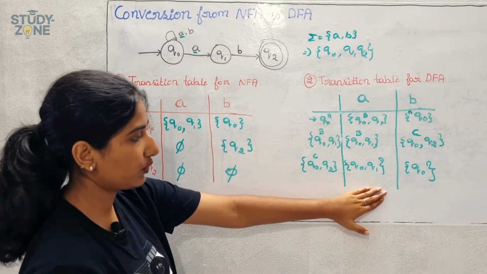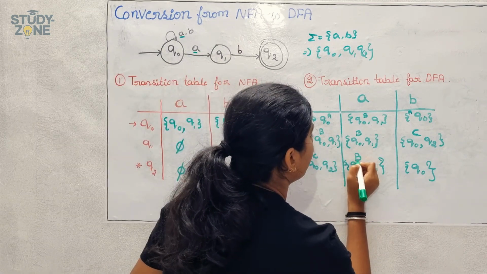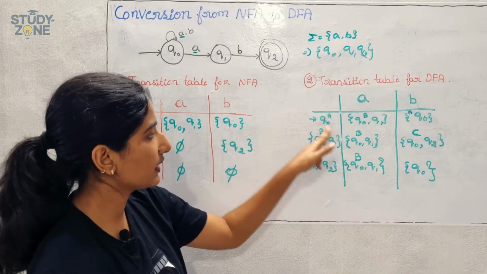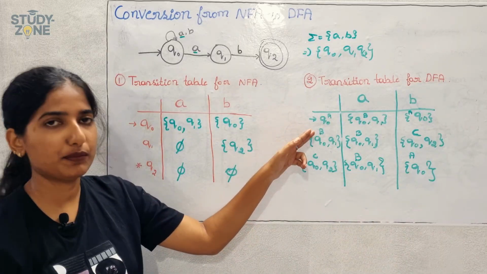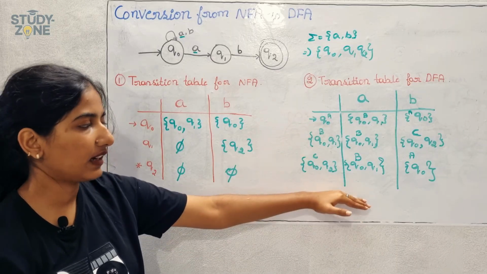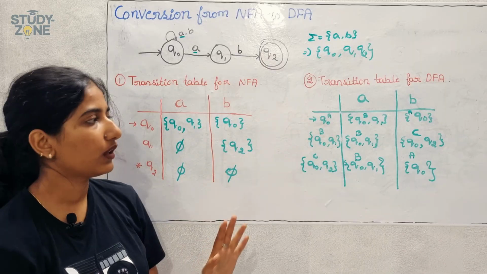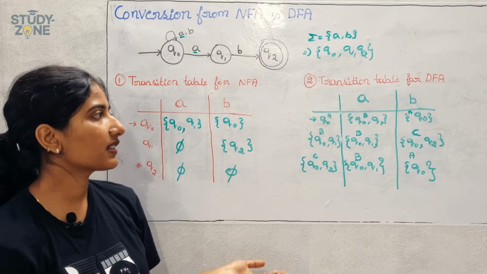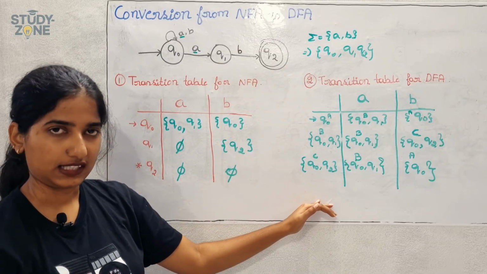Now name it. {Q0, Q1} is already named as B, right? And Q0 is already named as A. So for every state we wrote the transition table, right? A is done, B done, C done. Now what is the next step? The next step is to write the transition diagram for the DFA by looking at this.